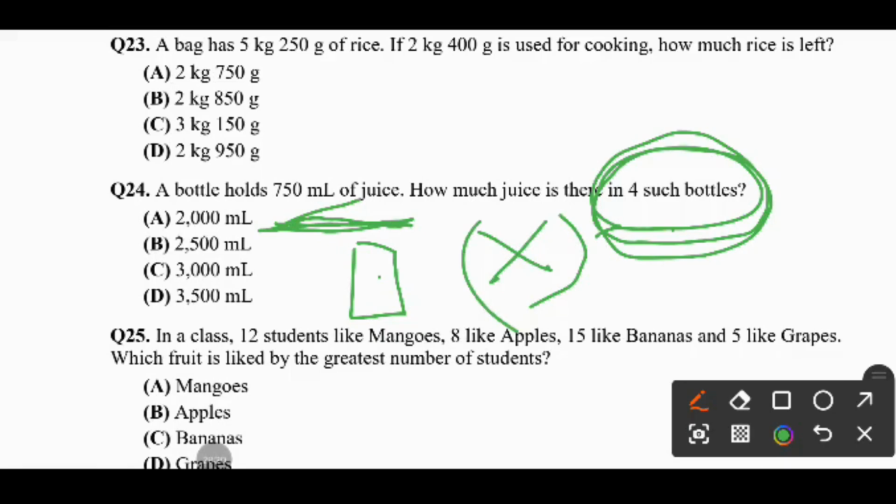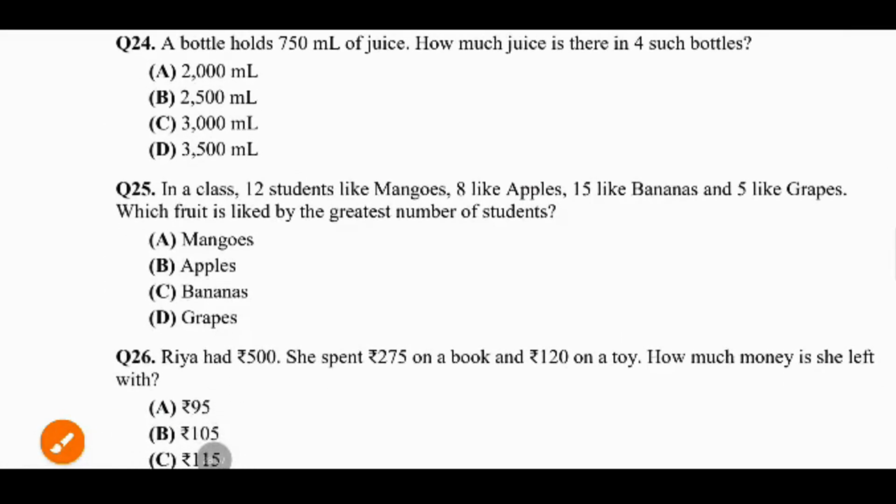So how will we do it? We will write 750 ml multiplied by 4. You will multiply it simply. You will get 3000 milliliters, which is the same as 3 liters, right? So the right answer is C, 3000 milliliters. Moving to question number 25.